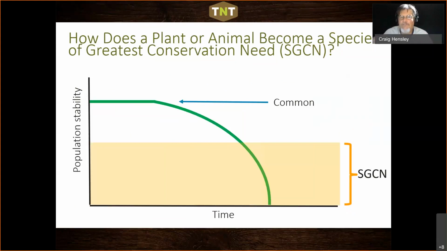And at that point, it's kind of a trigger for us to start looking at it from a research standpoint and figure out what's going on. And again, the idea is to keep it from getting to the threatened list or the endangered list, because after that, obviously, there's only one list left, and that's the extinct list. So that's a normal way that something becomes an SGCN.